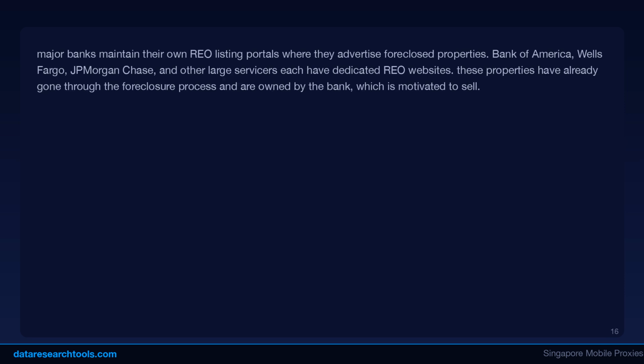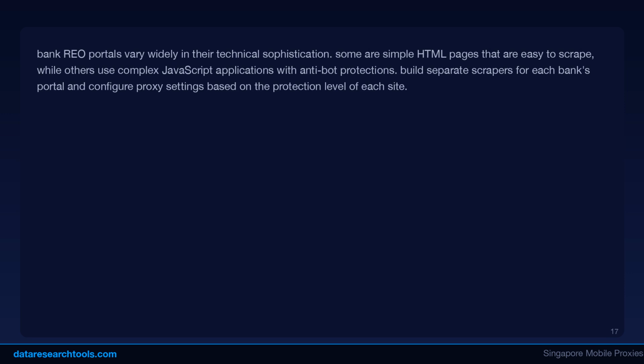Major banks maintain their own REO listing portals where they advertise foreclosed properties. Bank of America, Wells Fargo, JPMorgan Chase, and other large servicers each have dedicated REO websites. These properties have already gone through the foreclosure process and are owned by the bank, which is motivated to sell.